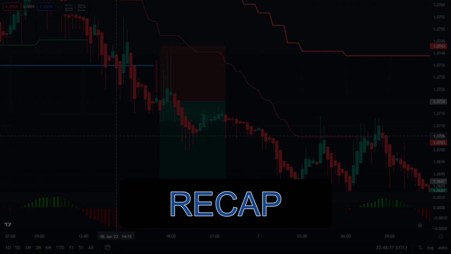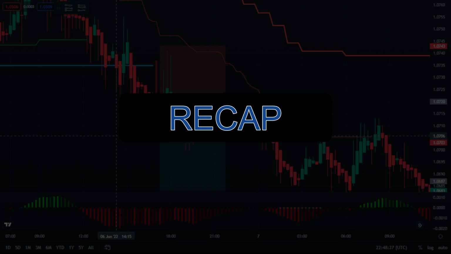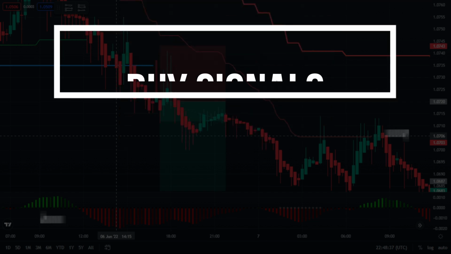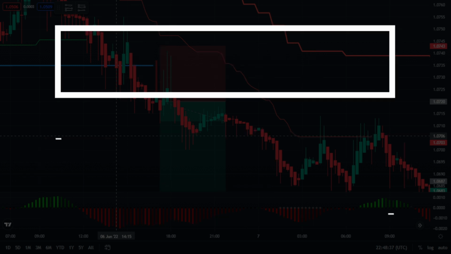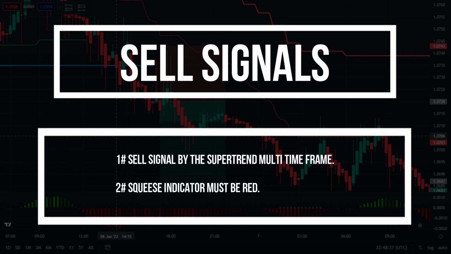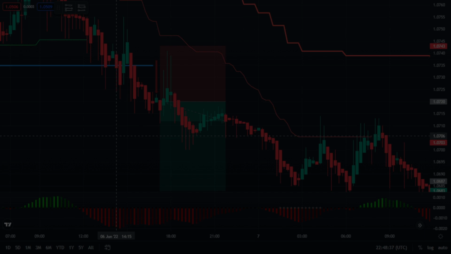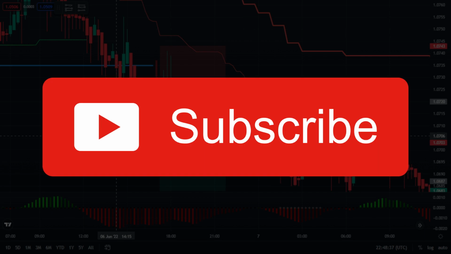Let's now do a quick recap of the rules. In the case of buy signals by the Super Trend Multi-Time Frame indicator, we must look at the squeeze indicator. If it's green, then we are allowed to enter the trade. In the case of sell signals by the super trend, we must look at the squeeze indicator again, and this time it must be red. By implementing these basic rules correctly, you will find a lot of winning trades and definitely make a good profit.